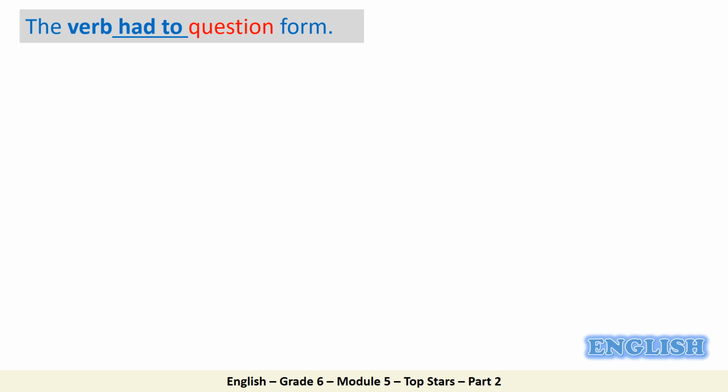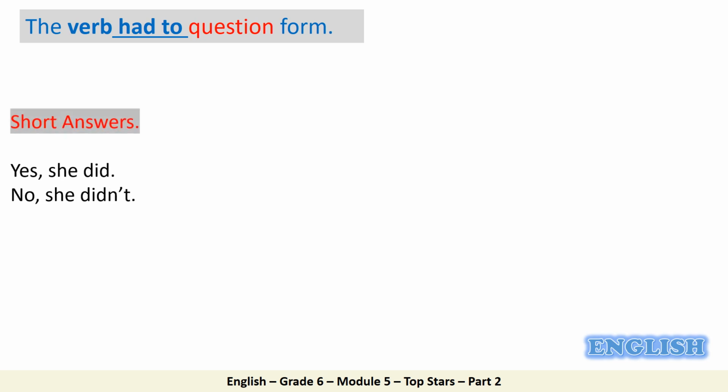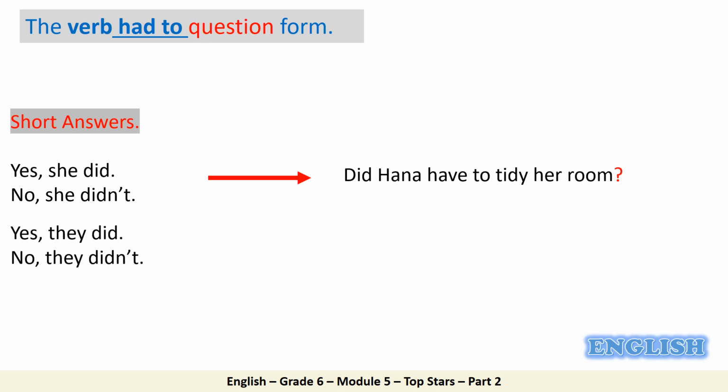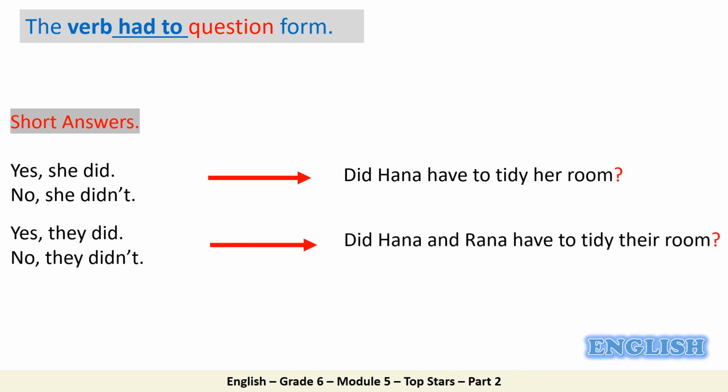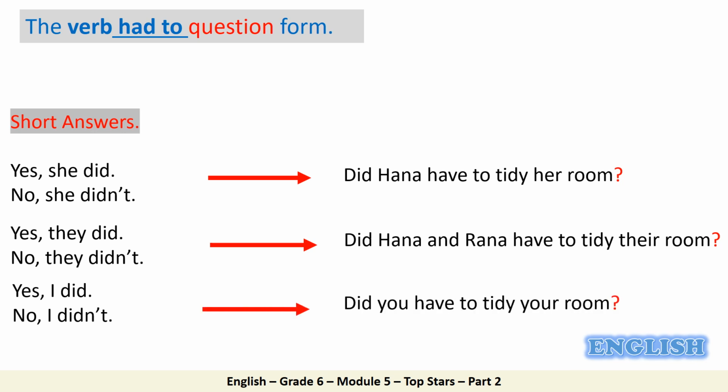The last type of sentences is the question form. Now, whose answer is yes, she did, no, she didn't? Very good. Did Hannah have to tidy her room? And whose answer is yes, they did, no, they didn't? Great. Did Hannah and Rana have to tidy the room? And whose answer is yes, I did, no, I didn't? Very good. Did you have to tidy your room?